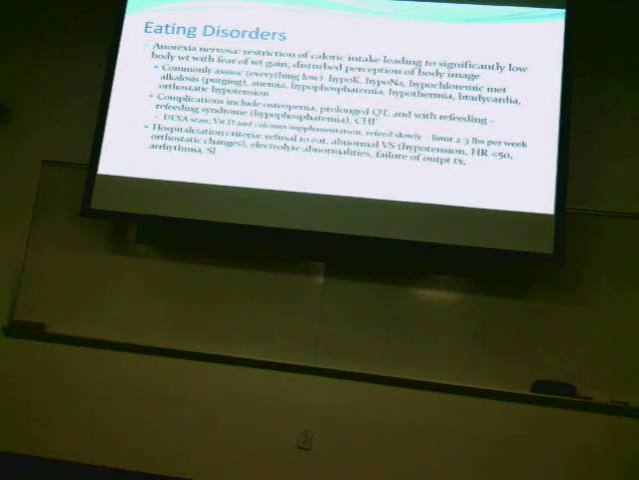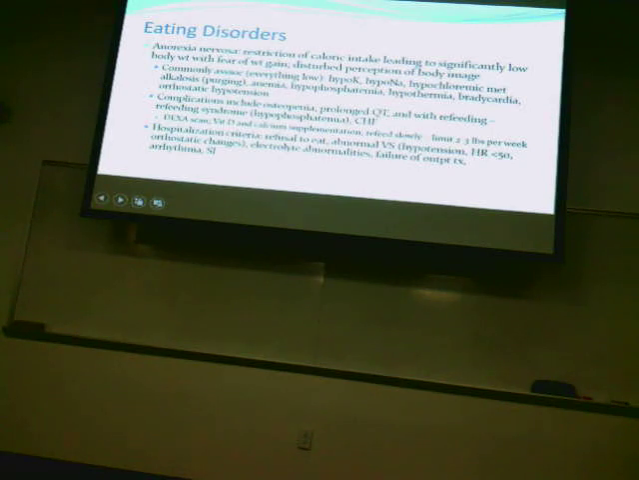There's also anemia, hypophosphatemia, hypothermia, bradycardia, and orthostatic hypotension. So we can also think of all those things low as well: low temperature, low heart rate, low blood pressure. Complications from this, because of the nutritional deficiencies, include osteopenia. There can be prolonged QT from the electrolyte abnormalities. And you also want to watch them for refeeding syndrome, which can cause life-threatening hypophosphatemia. Heart failure is also another complication.